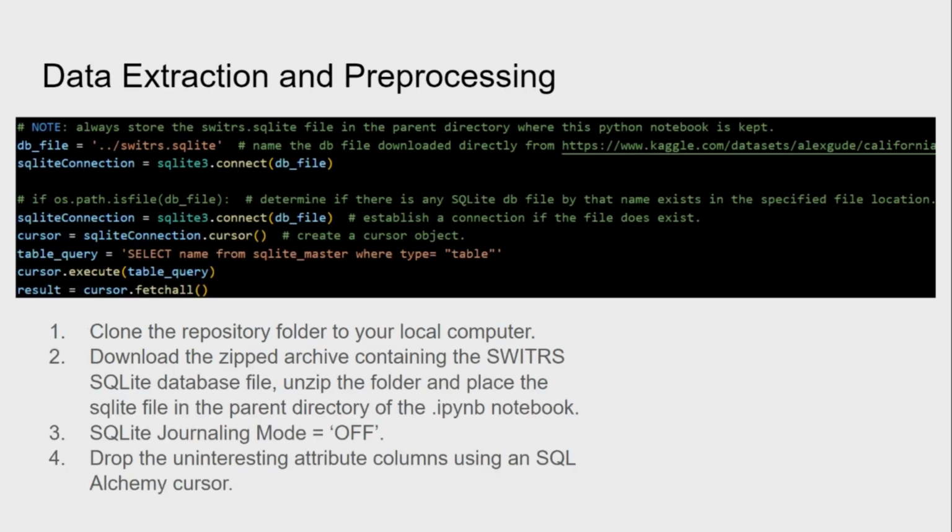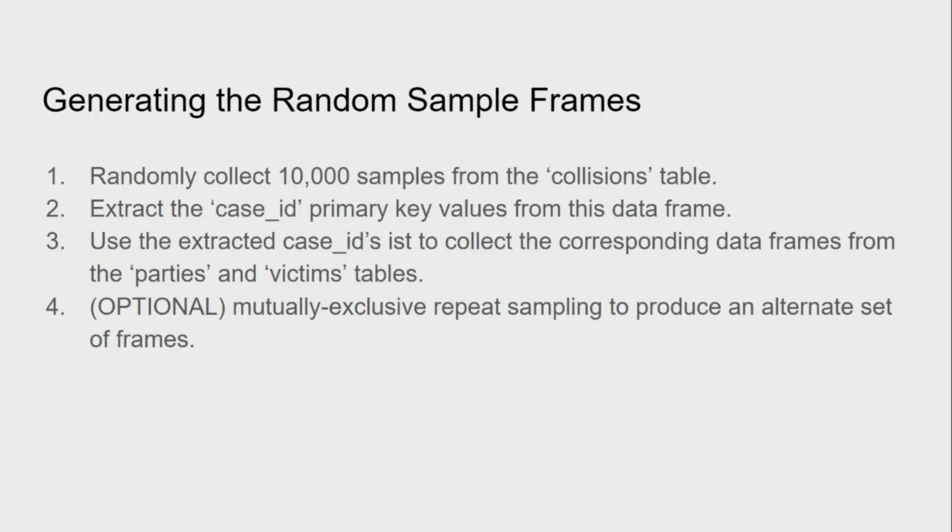Hello, everyone. My name is Micah Zimmerman. Thank you, Nolan, for starting us off. The first step in our data extraction and pre-processing was to download the compressed SWITTers source file to our local computers and connect to it in our Python script using an SQLite3 connection object. We were then able to disable the journaling mode to reduce the memory considerations of excess journaling, and we were able to drop uninteresting columns using an SQLite cursor as well.